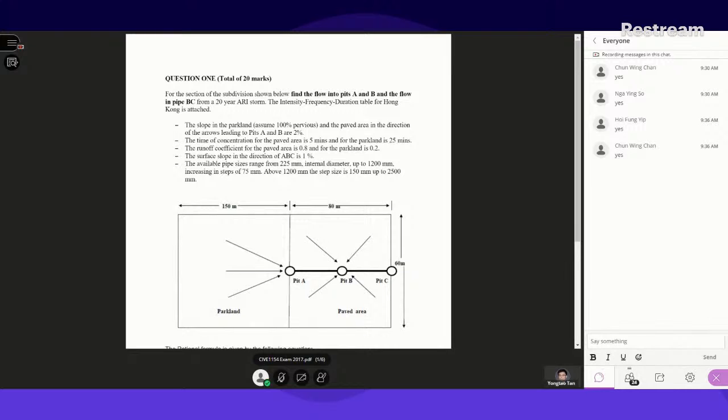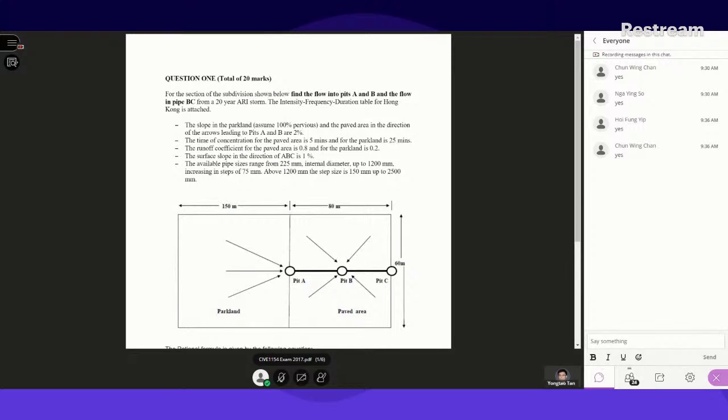The surface slope in the direction of ABC is 1%, so that means the slope of the path is 1%. The average pipe size ranges from 225 mm up to 1,200 mm, increasing in steps of 75 mm. Above 1,200 mm, the step size normally we take is 150 mm, up to 2,500 mm. And also the formula for the rational method is given.